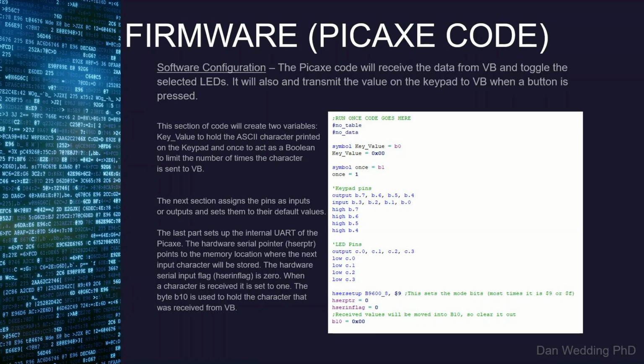This section of code will create 2 variables: key value to hold the ASCII character printed on the keypad, and once to act as a Boolean to limit the number of times the character is sent to VB. The next section assigns the pins as inputs or outputs and sets them to their default values. The last part sets up the internal UART of the Picaxe. The hardware serial pointer points to the memory location where the next input character will be stored. The hardware serial input flag is 0. When a character is received, it is set to 1. The byte B10 is used to hold the character that was received from VB.